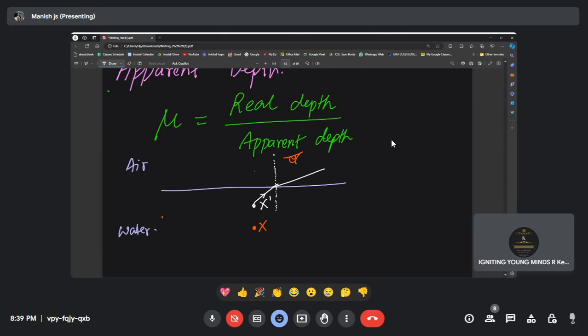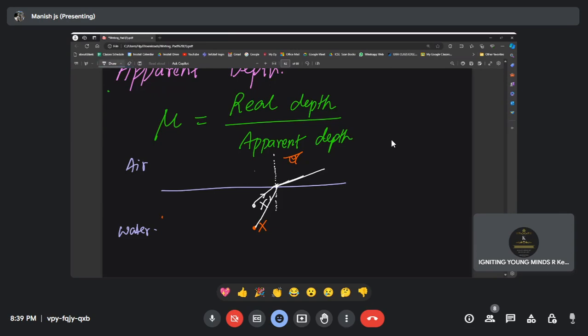The apparent position as perceived by the eye is different from the actual position of the object. Again I'm connecting this light ray, so it comes here. Again it is going to bend and reach the observer's eye. So it reaches the observer's eye. So both of them.